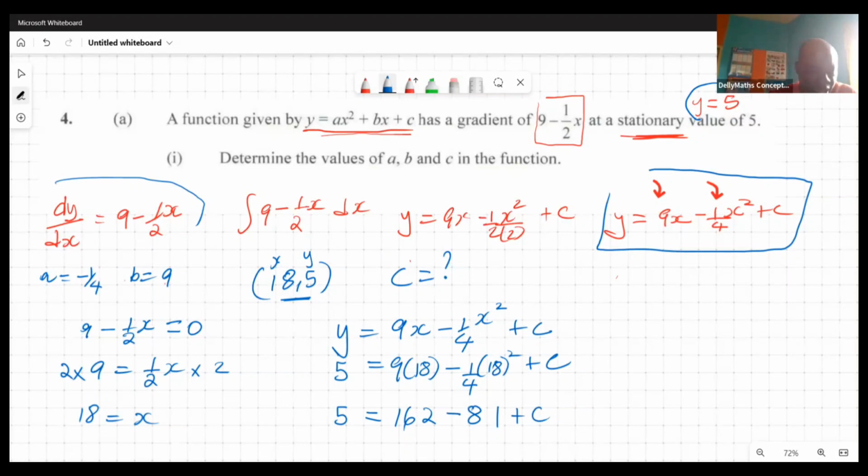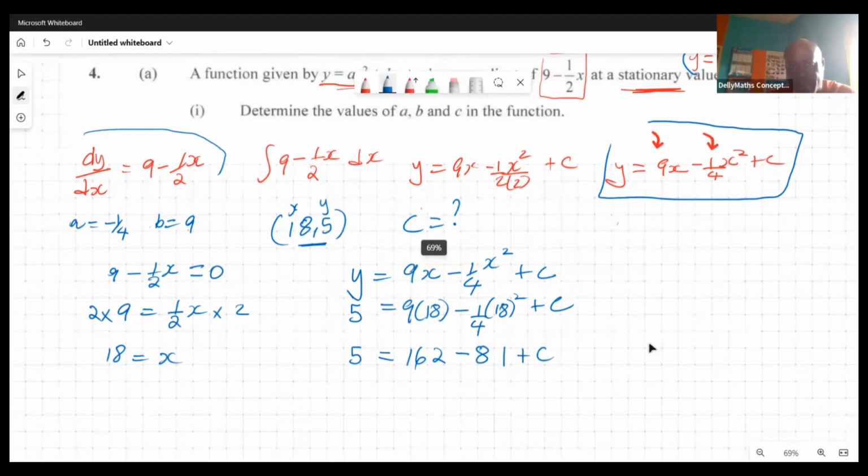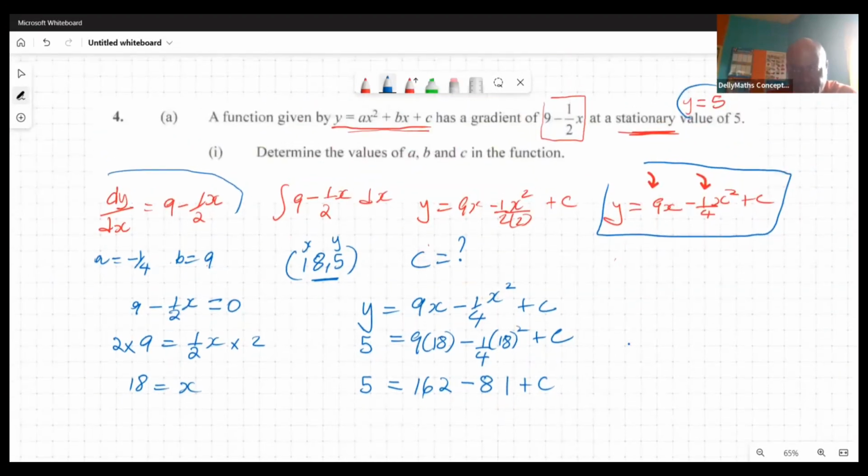Solving for c, I'm just going to have 5 minus 162 plus 81, so I'll have c alone. So let's go for that. 5 minus 162 plus 81. I'm getting negative 76, which is equal to c. All right, as you can see, we're getting the c value.